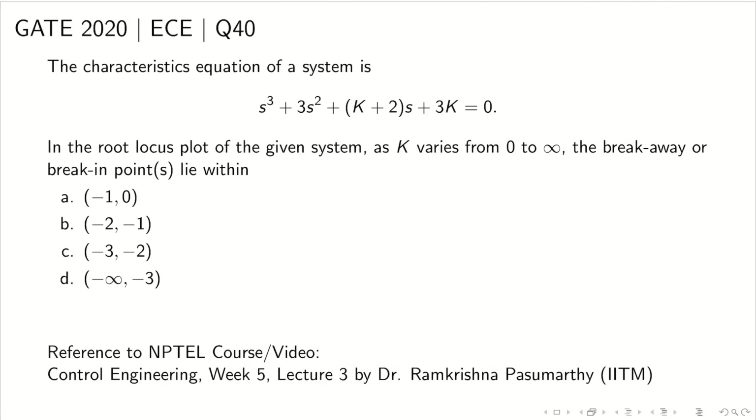In this problem, the characteristic equation of a system is given in terms of K, and it is asked to find the location of breakaway and breaking points in the root locus. The relevant topic has been taught in the NPTEL Control Engineering course in week 5, lecture 3 by Dr. Ramkrishna Pasumarthy of IIT Madras.